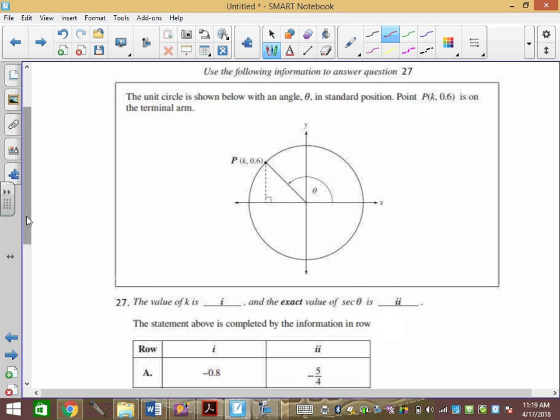The unit circle is shown below. Oh, it's a unit circle. Unit circle gives us 3 ideas. It tells us x squared plus y squared equals 1. It tells us go to your unit circle. It tells us cos theta and sine theta, right? Those are the 3 things it tells us.